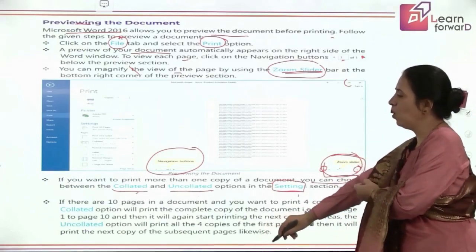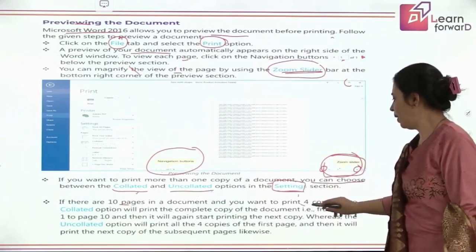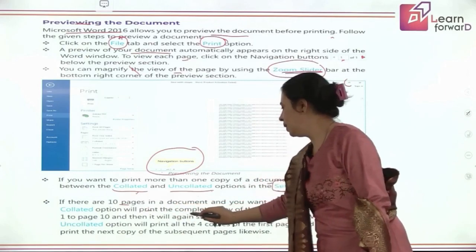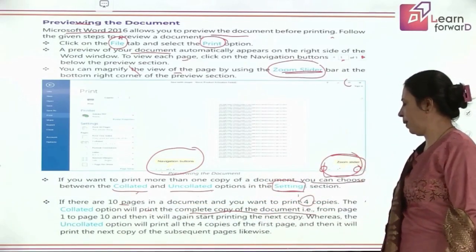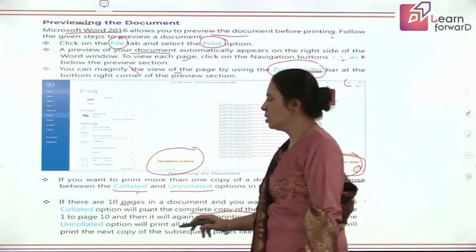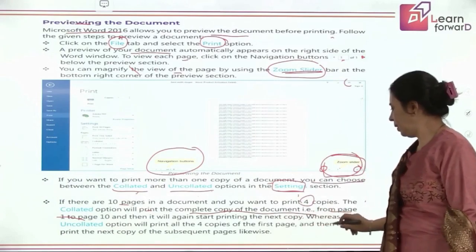Right? Now, if there are 10 pages in the document and you want to print 4 copies, then the collated option will print the complete copy of the document. Right? And it will be starting from pages 1 to 10. And then we will again start printing the next copy.